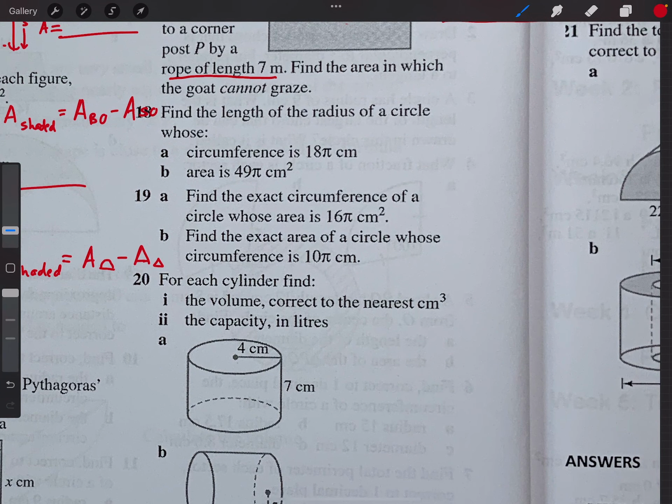Question 18. Find the length of the radius of a circle whose circumference is 18 pi. Okay, the radius. So we know that circumference equals, well, we can say 2 pi r. So 2 times radius times pi, and that's equal to 18 pi. Okay, it tells us the circumference is 18 pi.